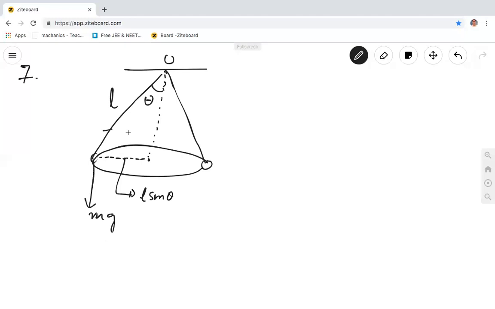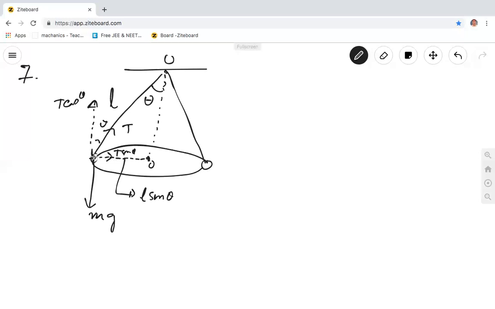Tension is like this. If I draw a line here, this is also theta. Tension can be put into two parts, that is T cos theta, and in this direction there's T sin theta. This is a center O. Now let me ask you a question. How much force you need towards this center, towards this point? T sin theta plus L sin theta.